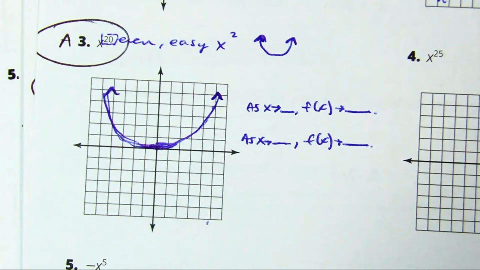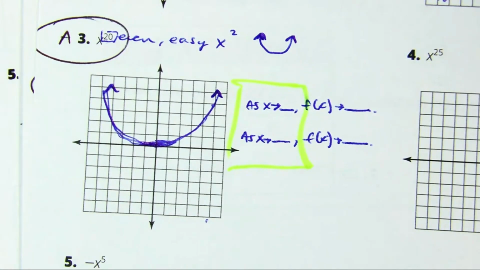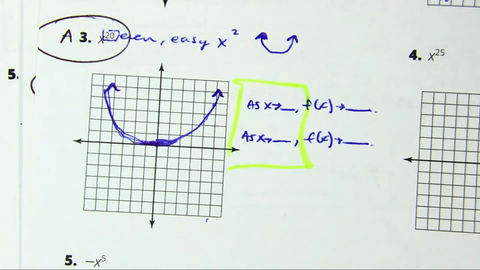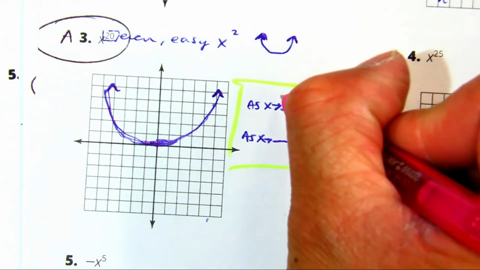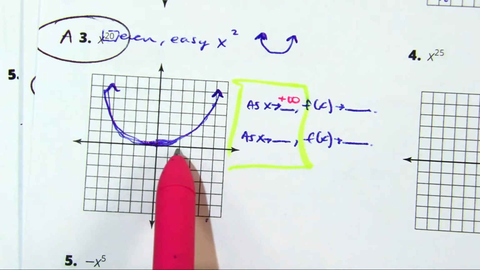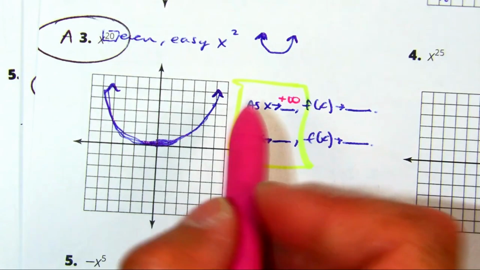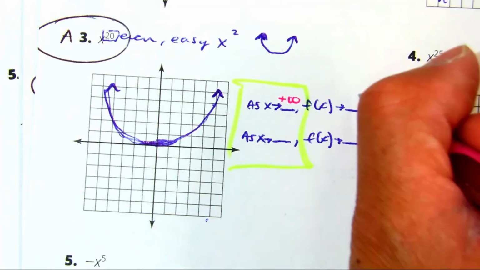Remember, in this sentence, the yellow box is always the same. As x goes towards the right on the x-axis, the positive numbers, what happens to our graph? And how do you say up on f of x? Positive infinity.